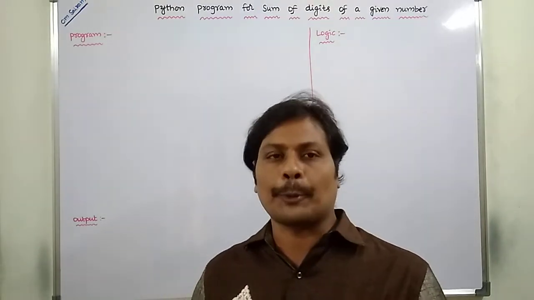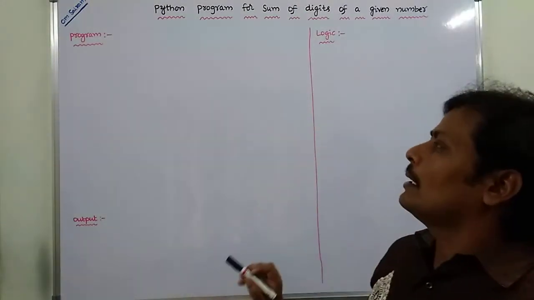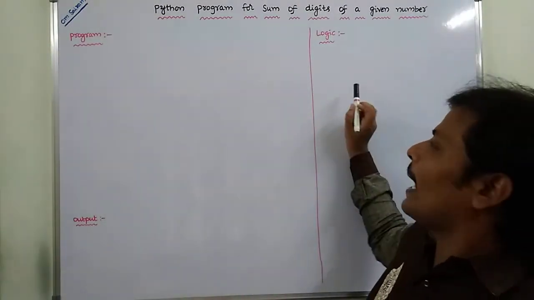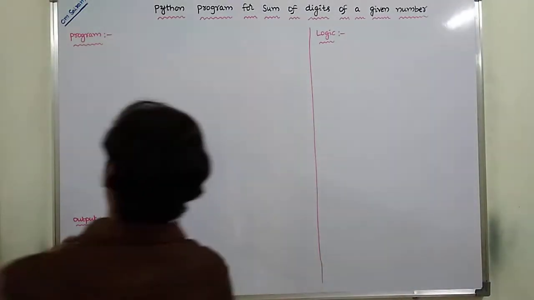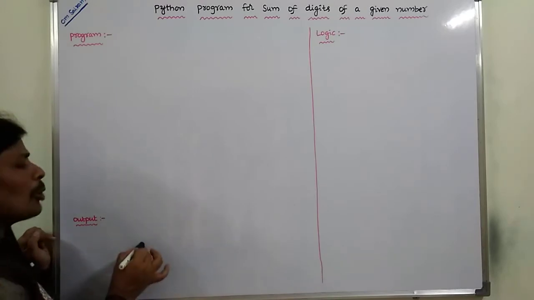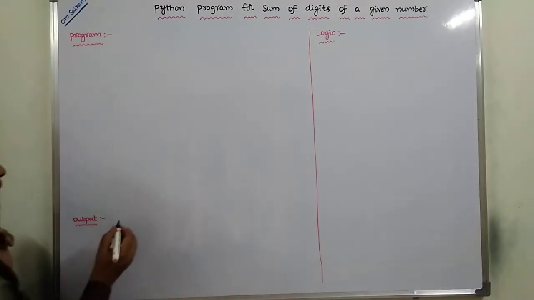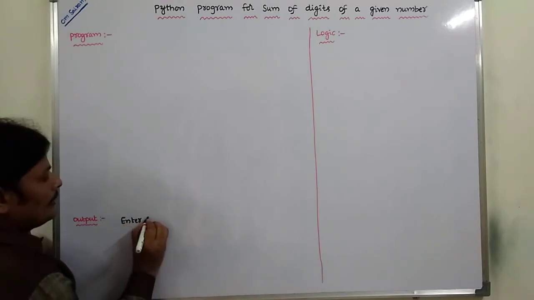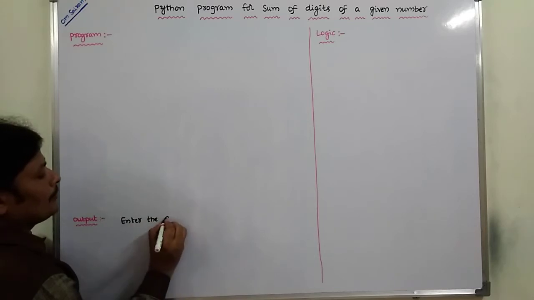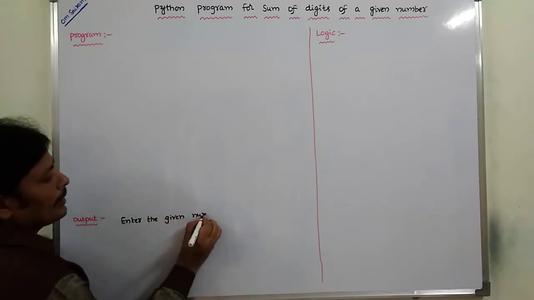This is our program. Now I am writing the program here. After that, I am explaining the logic. First, we go for the output. From the output, I am writing the program. So, first one, enter the given number.